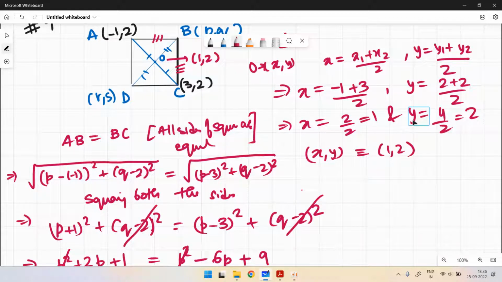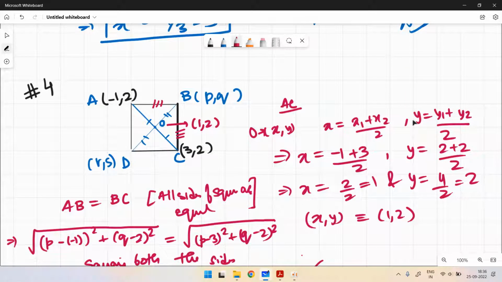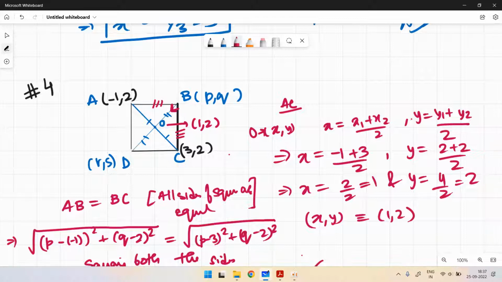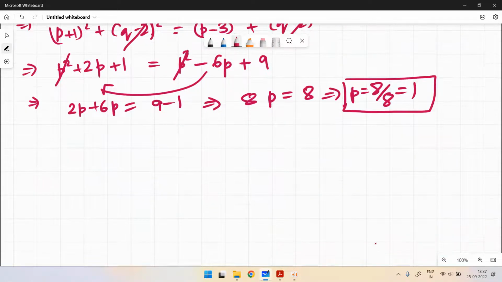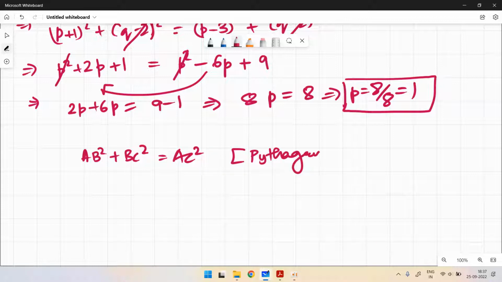one more thing, you also know that since this is a square, this angle will be 90 degrees, and applying the Pythagoras theorem, you can write AB square plus BC square equal to AC square. How? By Pythagoras theorem in triangle ABC.